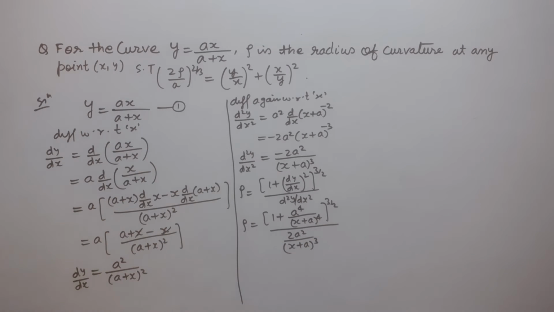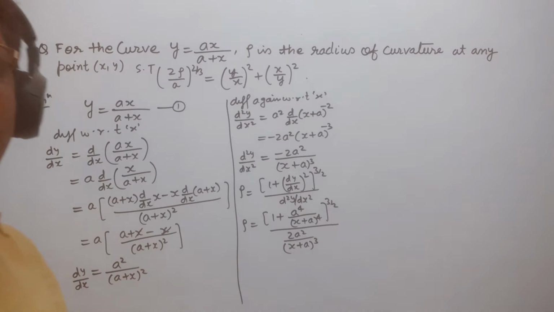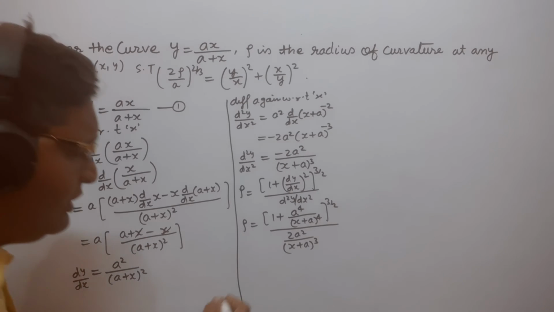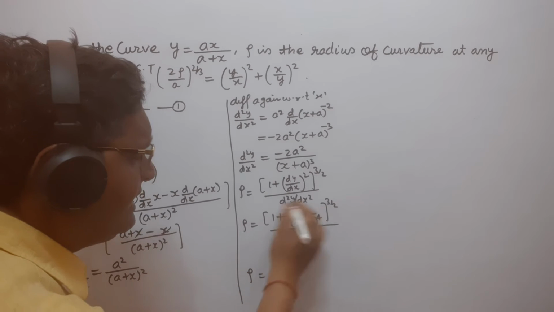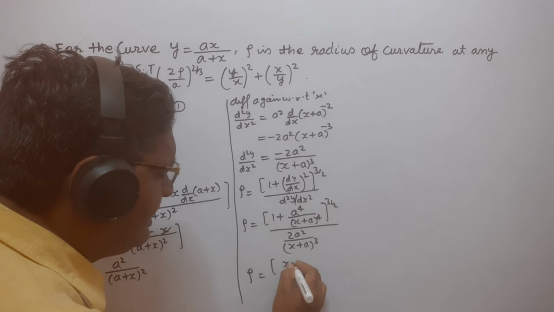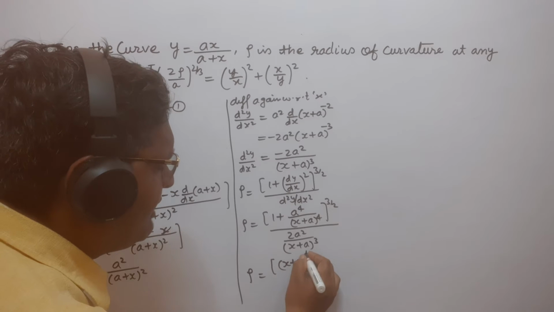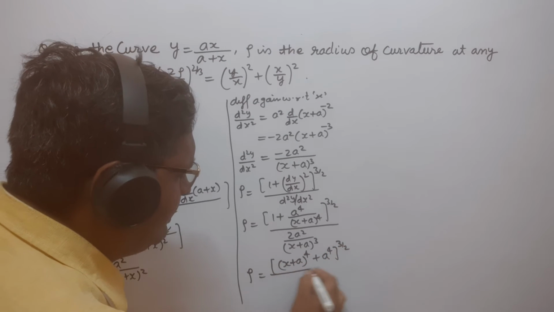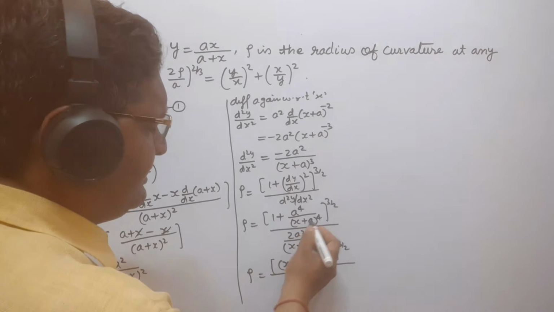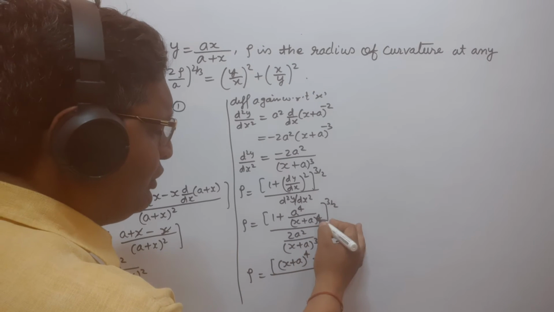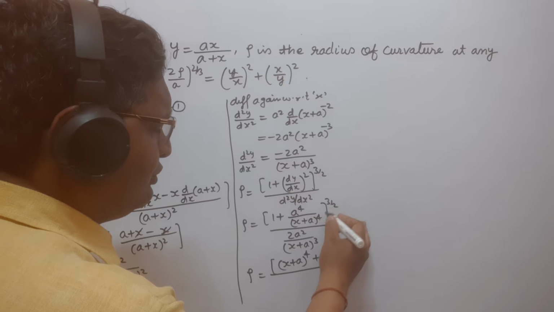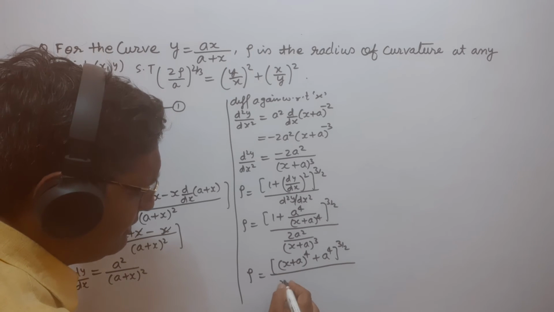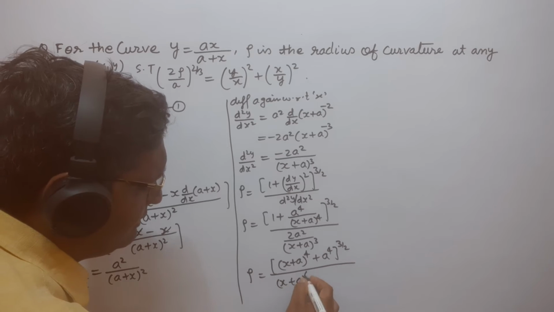Here we neglect this negative sign because the radius of curvature cannot be negative. So solving this, here we take LCM. In this bracket we get (x plus a) whole power 4 plus a to the power 4, whole power 3 by 2, divided by (x plus a) whole power 4, whole power 3 by 2. So this power 4 is cancelled by 2, 2 to the 4 and 2 multiplied by 3. So this is (x plus a) whole power 6.